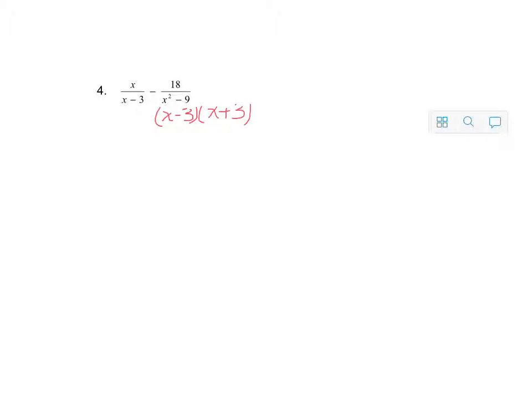Now I can see this a little bit more clearly, so I'm going to cross that out because I just rewrote it. So if I want a common denominator, all I would have to do is give the first fraction x plus 3 and I'd have a common denominator. So that's what I'm going to do. For the common denominator, I'm going to use x minus 3 times x plus 3.